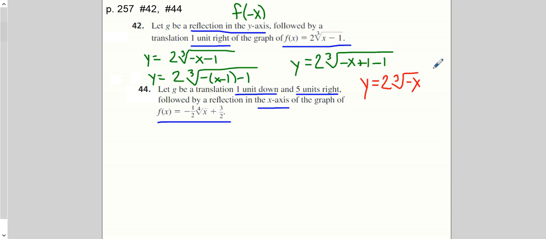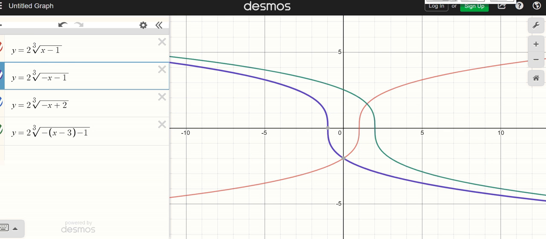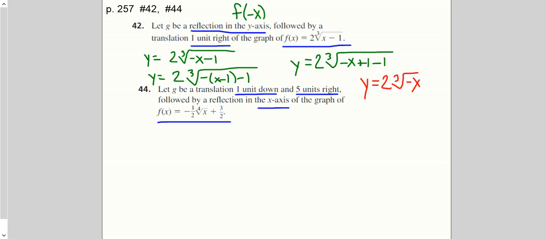All right, try 44. One unit down, subtract 1. 5 units to the right, subtract 5 from just the x, followed by, okay, so we should actually simplify all of this before we do the followed by. But the followed by is a reflection in the x-axis. So ultimately, that's going to be multiplying everything by a negative. So let's not do that just yet.